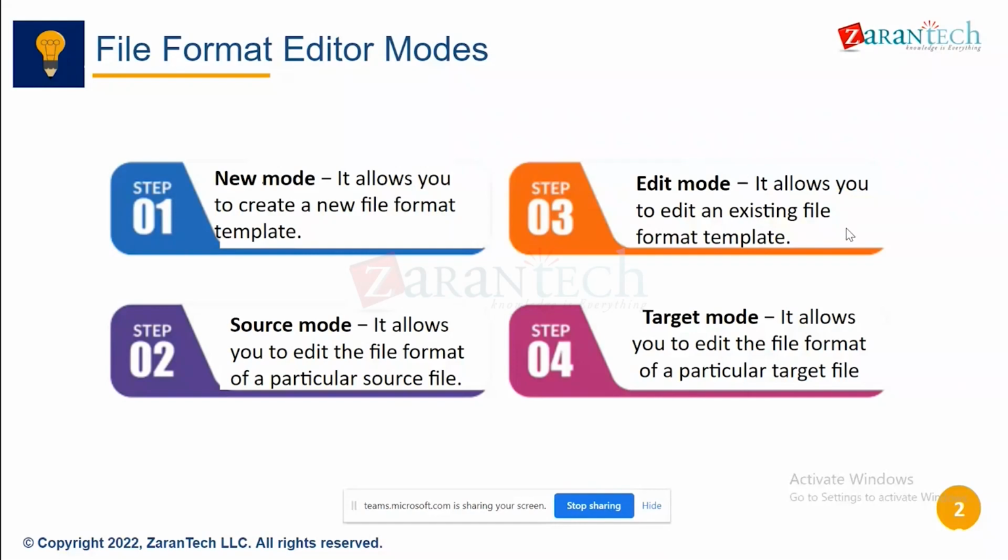For example, whenever we access a file from a particular path for the first time, we have skipped some of the options. We don't know how this option will work, how that option will work. At that time, we can go to the edit mode and do whatever changes are required for us. So these are the 4 modes that are available when we work with our file formats.